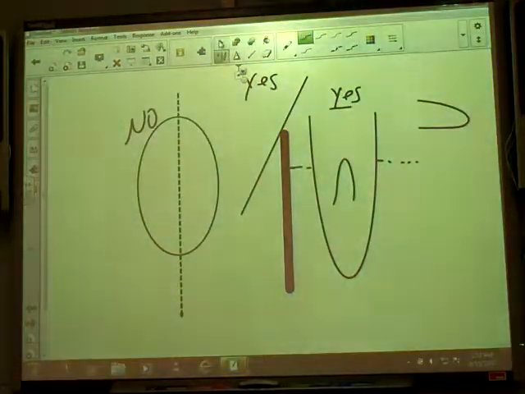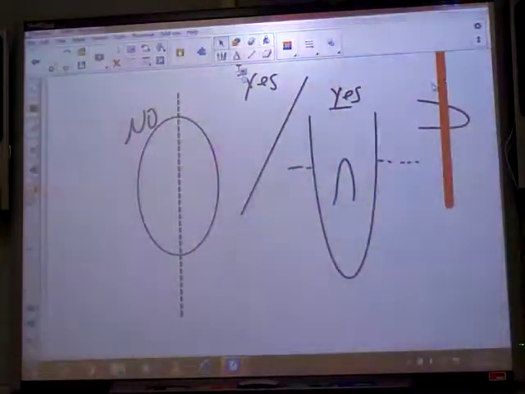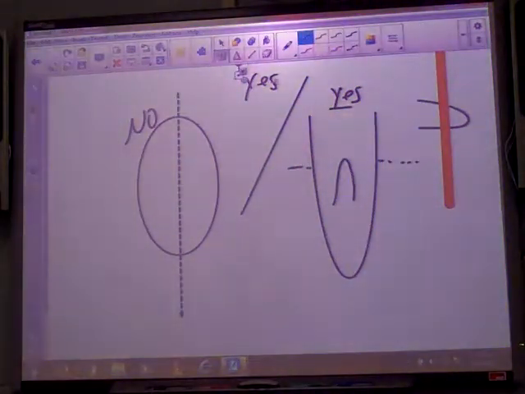Okay, now let's see if we can take our line over there to that sideways parabola. What about a sideways parabola? That's a never, a no on that. Good job.